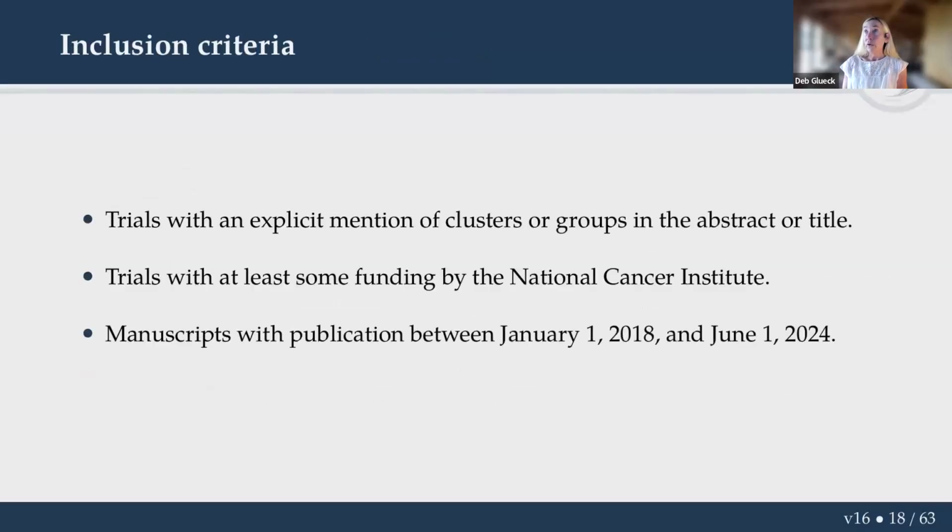So here were the inclusion criteria we set up. We included trials with an explicit mention of clusters or groups in the abstract or title. We required that all the trials have at least some funding by the National Cancer Institute, although it did not have to be the major or predominant funding. And we included manuscripts with publication between January 1, 2018 and June 1, 2024.